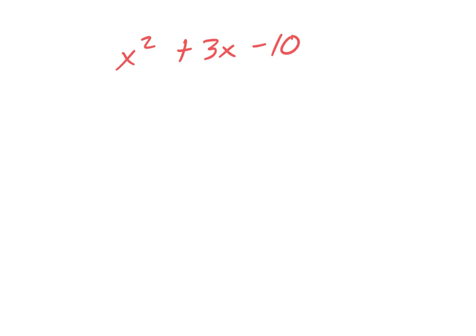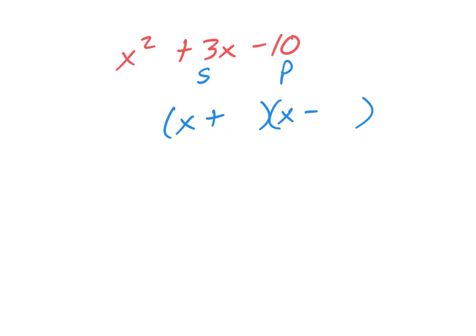Okay, this time my product is -10, and my sum is +3. How do I get a negative product? One of each, right? One negative and one positive. So when I start to set up my parentheses here, we know x times x is x squared. I need one positive and I need one negative.